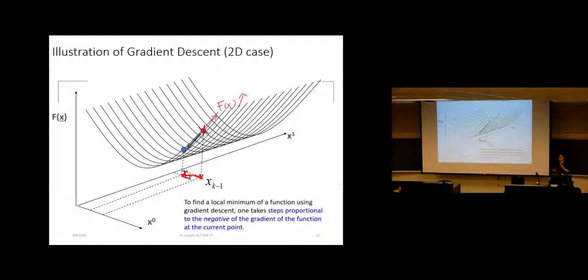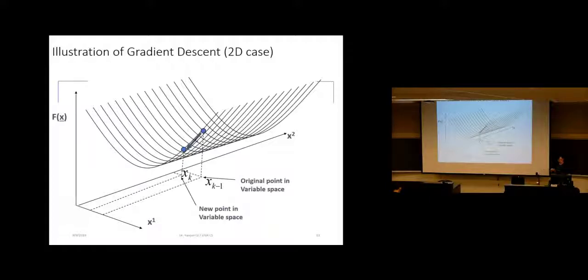So here there are two things. First, and more important, is the direction. Second is how large a step you take. Keep that in mind: there are always two things when you're trying to move. First is the direction, second is how large the hop is. This is again just showing you one step. This is the original point in the variable space, and this is the new point in the variable space.